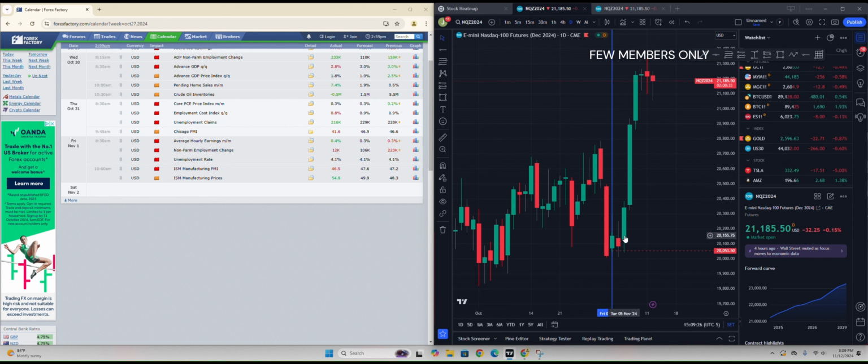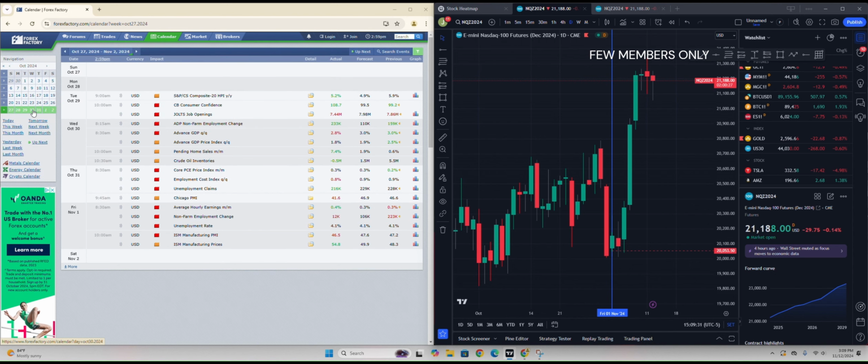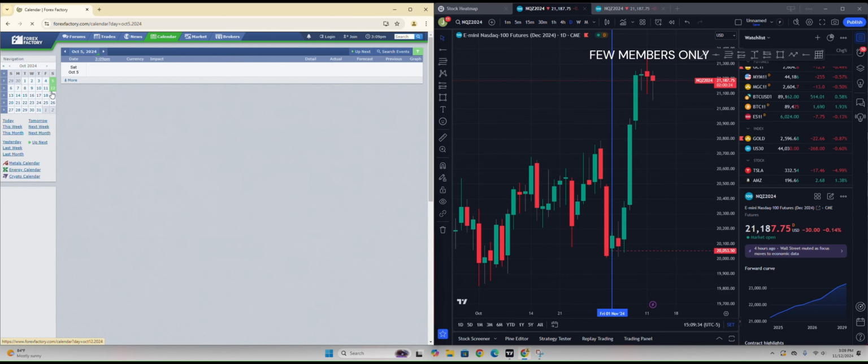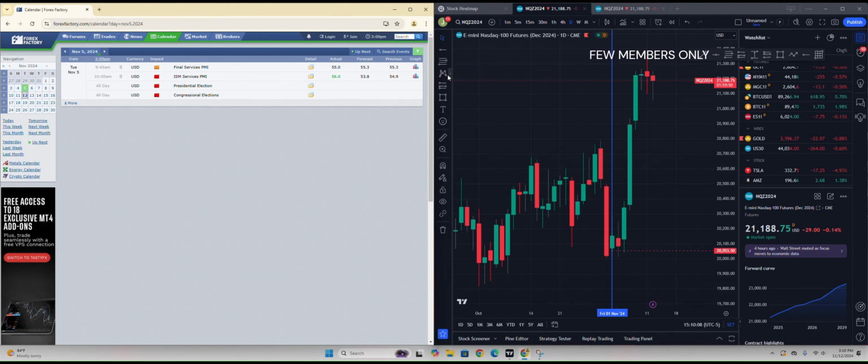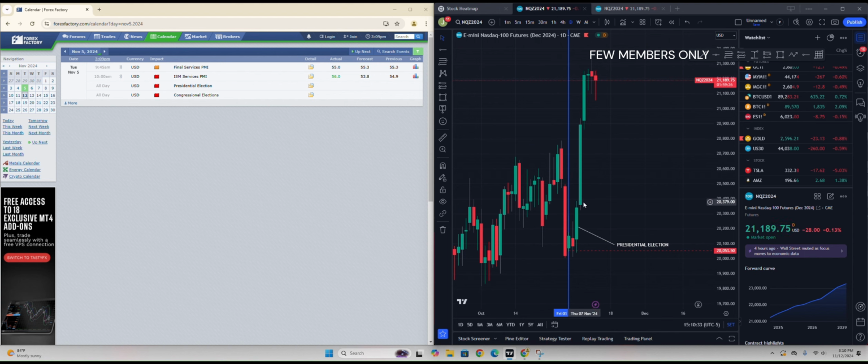So Tuesday, the 5th of November 2024. Right. So what we're gonna do here is we're gonna click this candle and put presidential election. Okay, so now, presidential election.